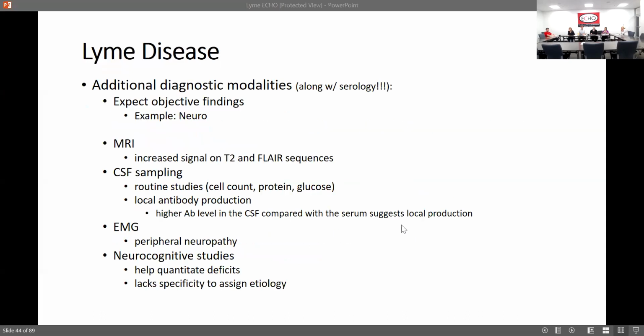Okay. And you can use some alternative modalities to help diagnose, especially neuro-Lyme. Sometimes you can see white matter changes in MRI. Sometimes there's CSF abnormalities, but people seldom want CSF evaluated. EMG can be helpful. So a lot of times I use my neurology consultants to help me do EMGs and MRIs to make sure that there's nothing else going on.